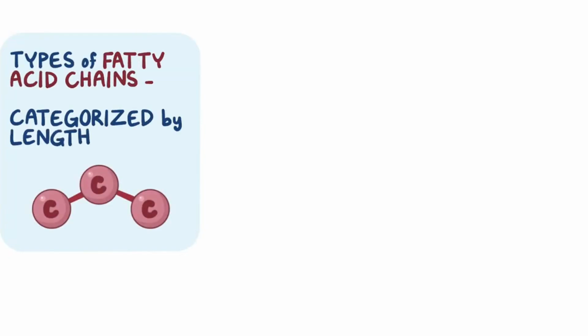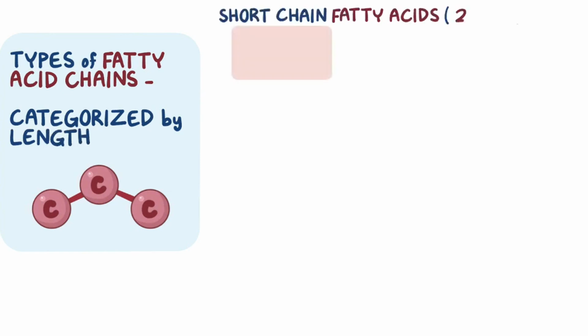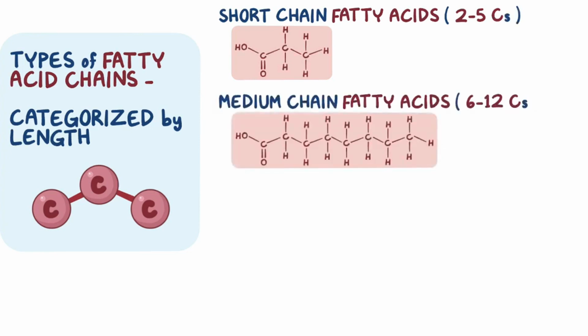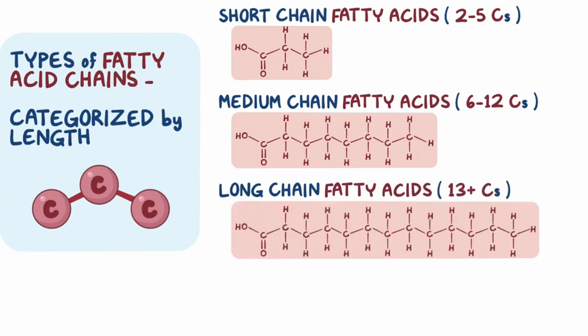Now, there are various types of fatty acid chains, and one way to categorize them is by their length. In other words, how many carbons they have. Short chain fatty acids have 2 to 5 carbons, medium chain fatty acids have 6 to 12 carbons, and long chain fatty acids have 13 or more carbons.